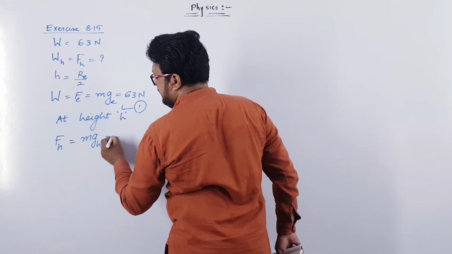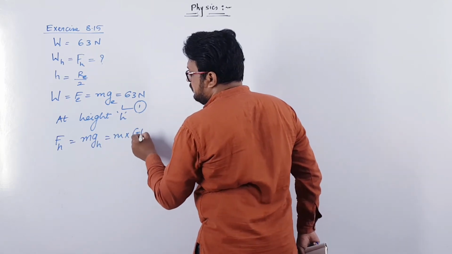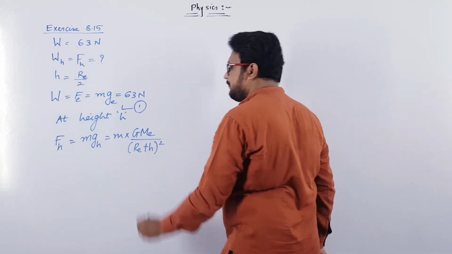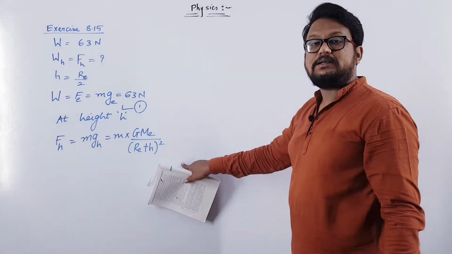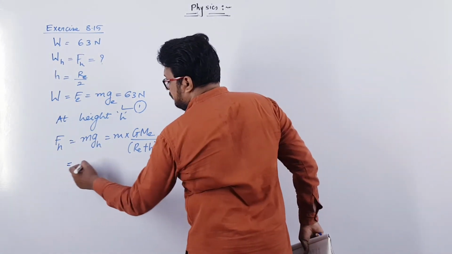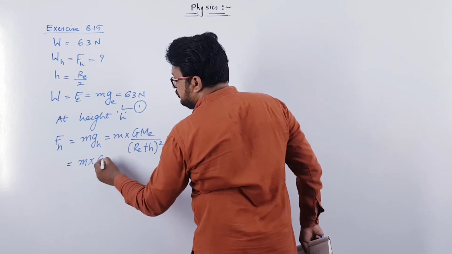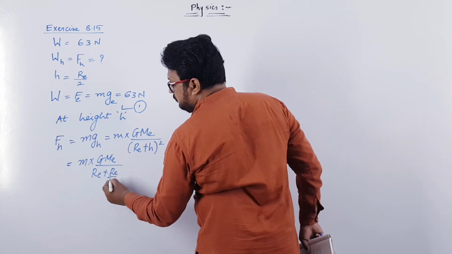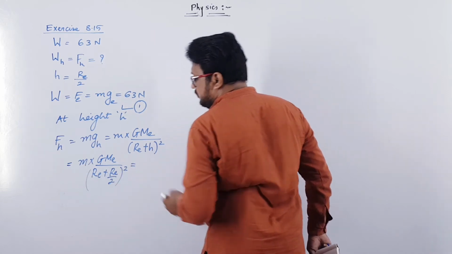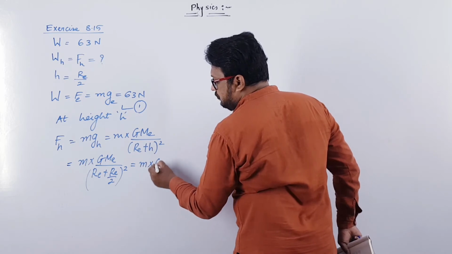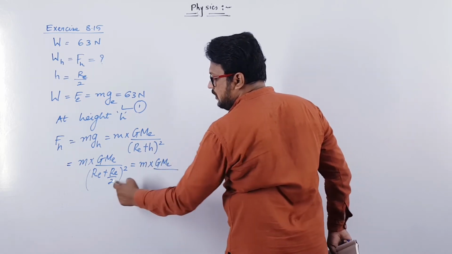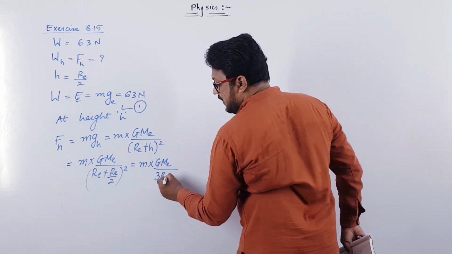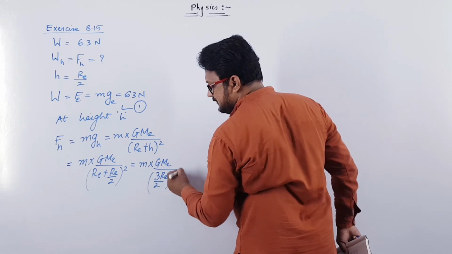g of h, that is m into GMe upon (Re plus h) whole square. This is the formula for gravitational acceleration at height h. So this will be equal to m into GMe over (Re plus h), where h is Re by 2, whole square. So that is equal to m into GMe over, if you take the LCM, 2Re plus Re, which is actually 3Re by 2, whole square.